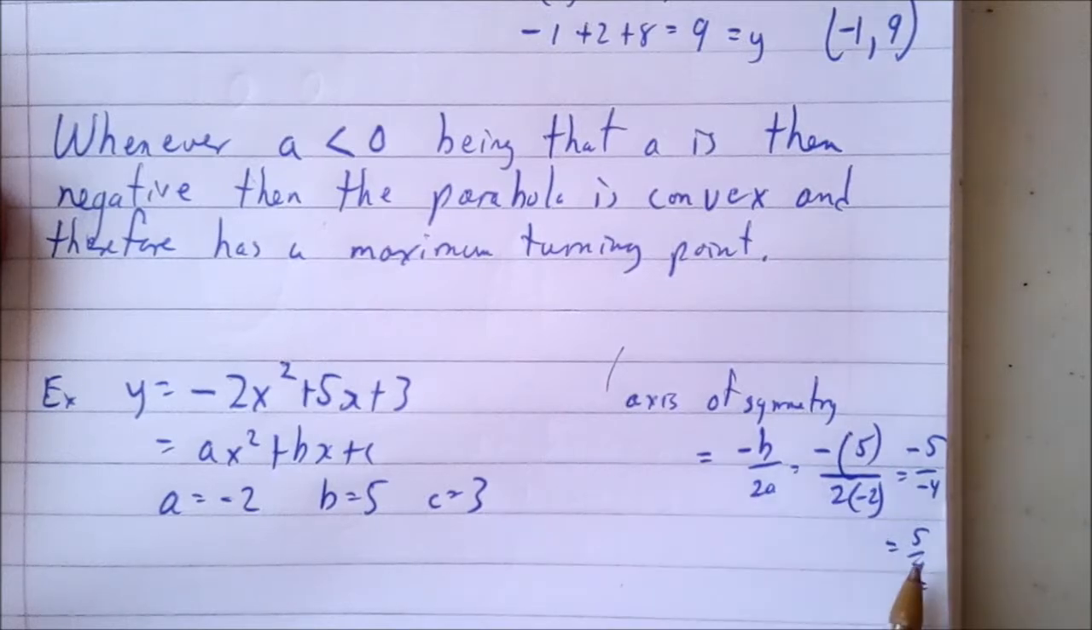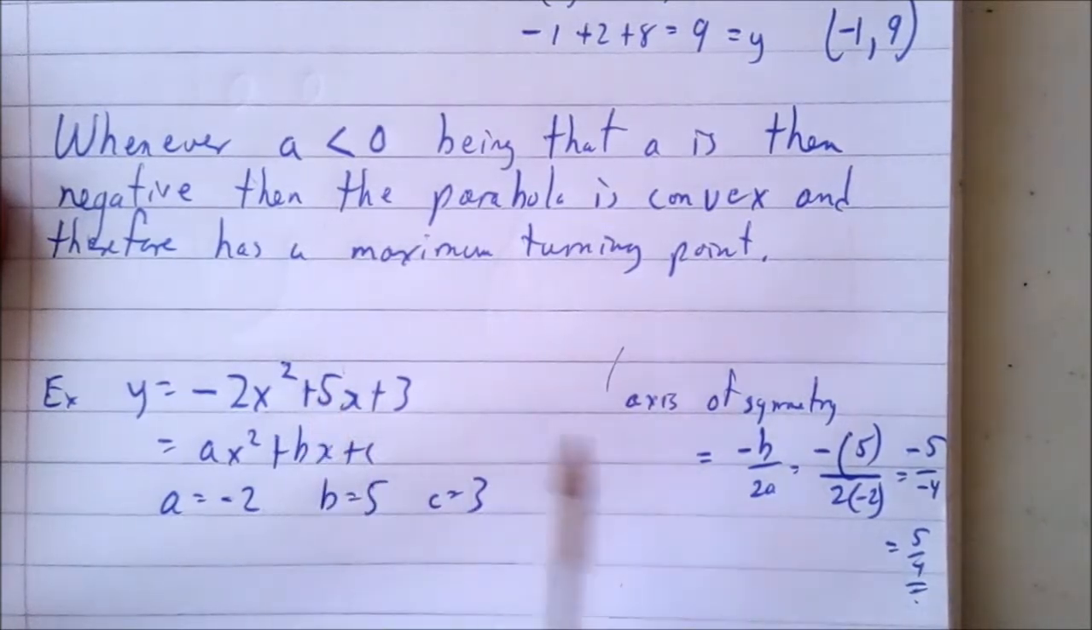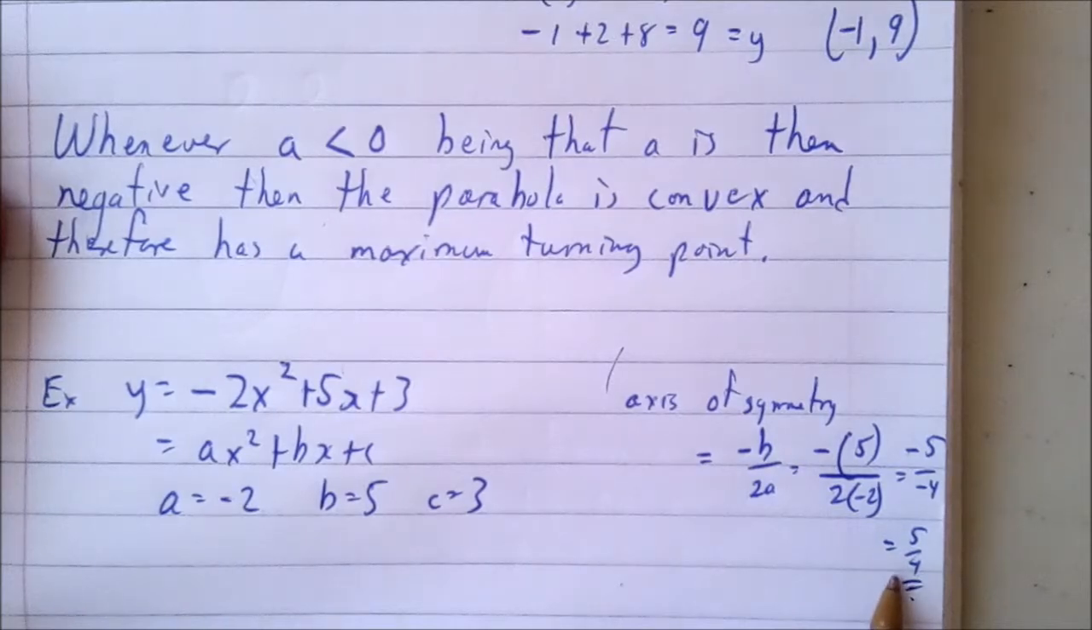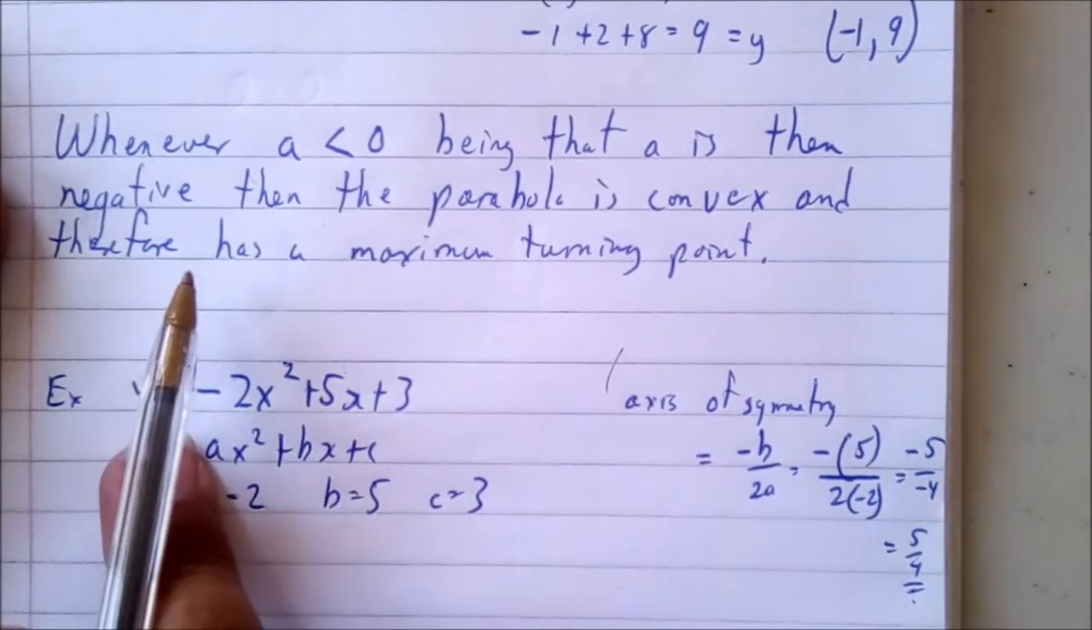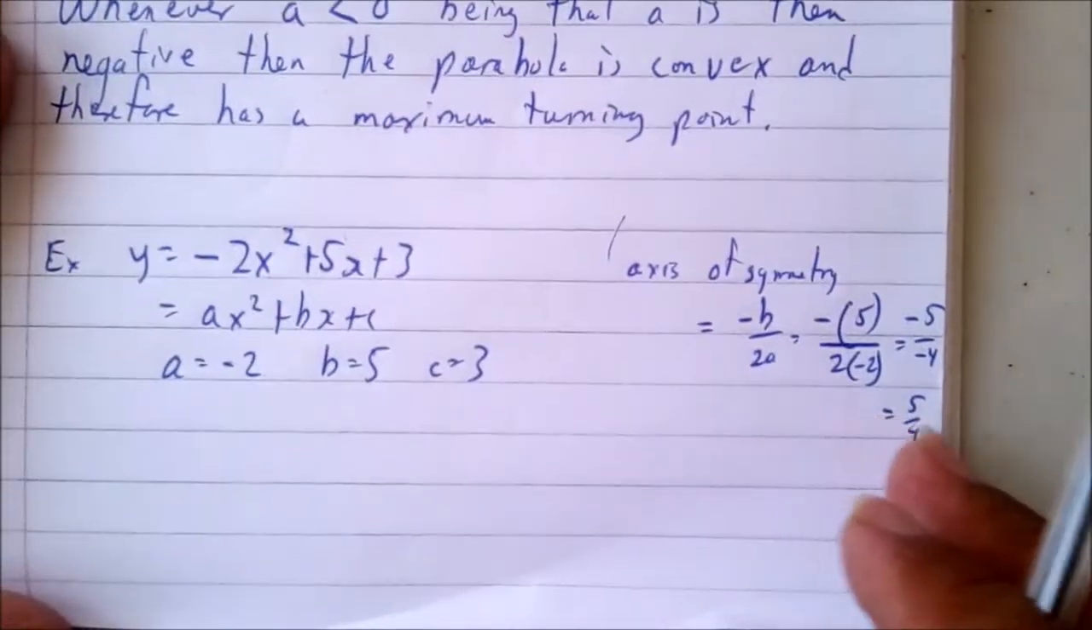All right, and so we take this value now and input it into this equation to get the y value. We will not need to go to such an extent. All right, just note the axis of symmetry is to calculate it this way and determine if it's a maximum or minimum turning point. All right, that's all. However, for the ones who want to find the y value or the turning point, then this is what you will need to do.